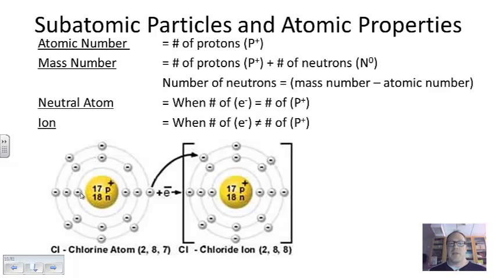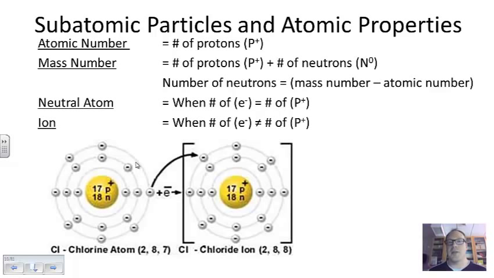A chlorine atom is going to have a total of 17 electrons. There's 2 in this first level, there's 8 in this second level, and then there's 7 in this third level, or this third orbital, as it might be called. And these numbers 2, 8, and 7 refer to the number of electrons in those levels respectively. If you add 2 to 8 to 7, what you get is 17. So the reason I have a chlorine atom here is that my total number of electrons is equal to my total number of protons.